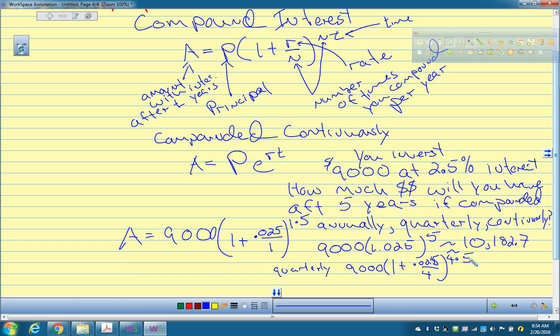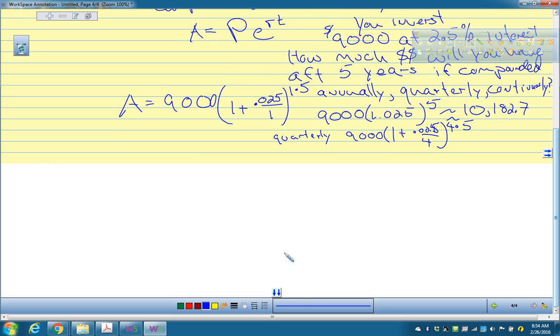Do you understand that? They say it's compounded quarterly, compounded monthly, compounded continuously. Isn't this great? You're going to make so much more money, but you're not going to make that much more, because you're only making a quarter as much interest every quarter, but you're doing that 4 times as many times per year. So it looks like 9,000 times 1 plus 0.025 divided by 4, which is 0.00625, raised to the 20th power. What do you get? 10,194.4. So not that much more, right? About $12.40 more. So you go, woohoo, that's a great deal.